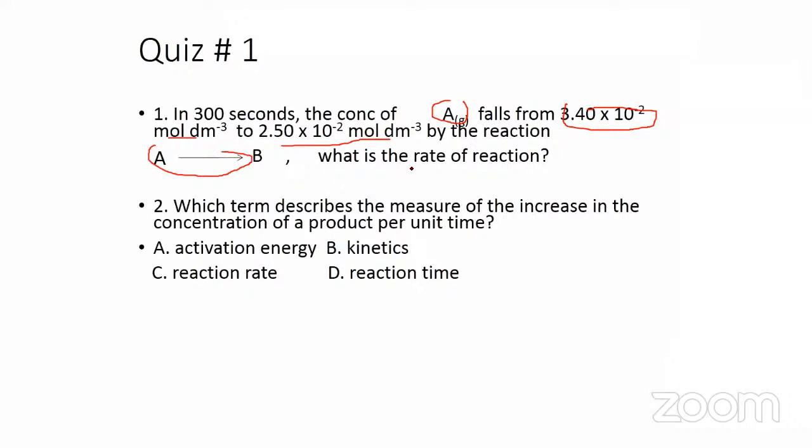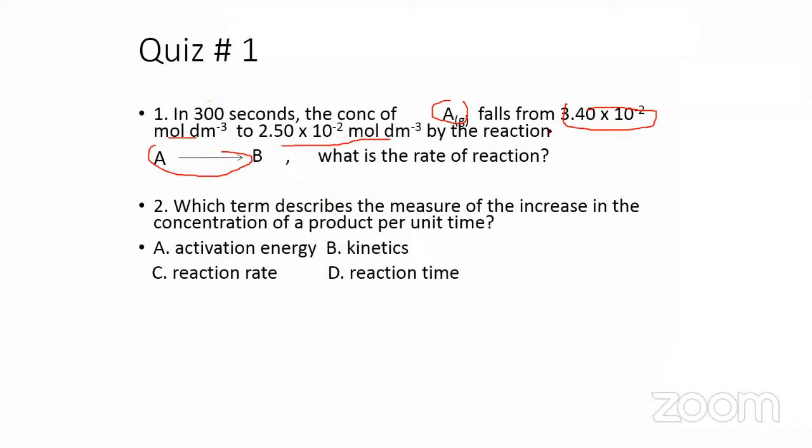What is the rate of the reaction? Look at what I'm telling you. From here to Lagos, 300 kilometers. It took you 300 seconds. What is your speed? 300 kilometers over 300 seconds. That will give you 1 kilometer per second.